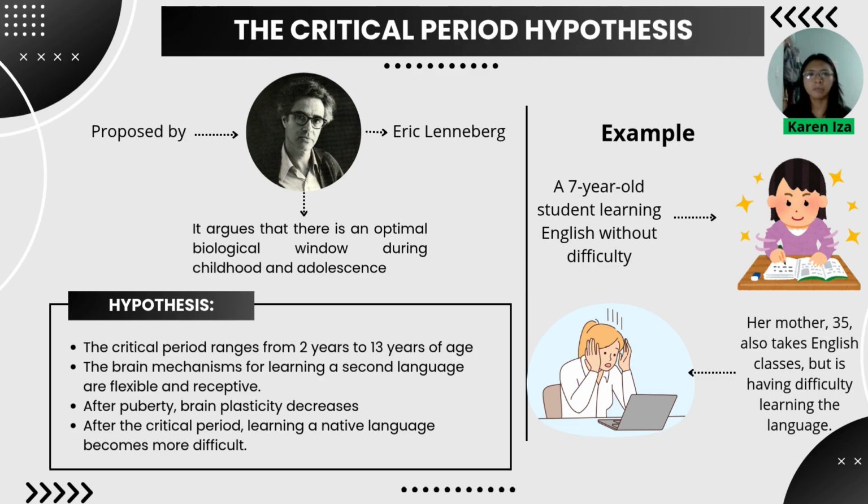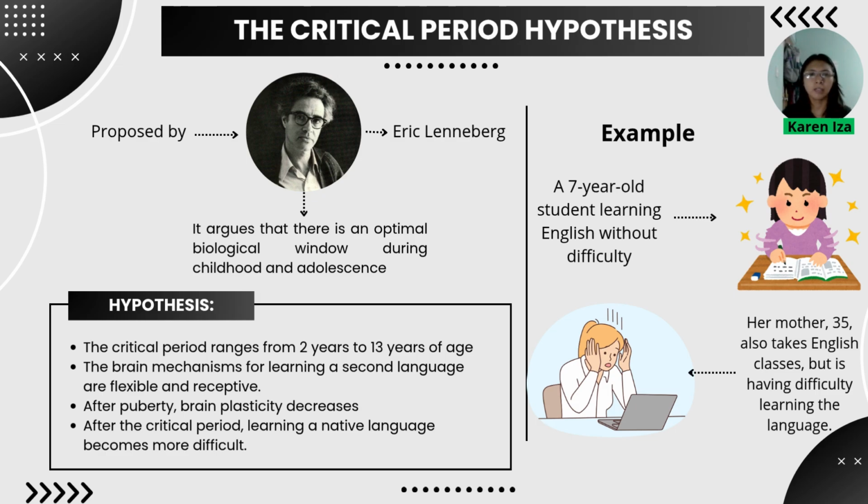After puberty, the brain's plasticity declines and learning a second language becomes more difficult, especially in aspects such as pronunciation and native grammar. People who learn a second language after the critical period tend to exhibit a strong foreign accent and may have more difficulty achieving native-like proficiency.